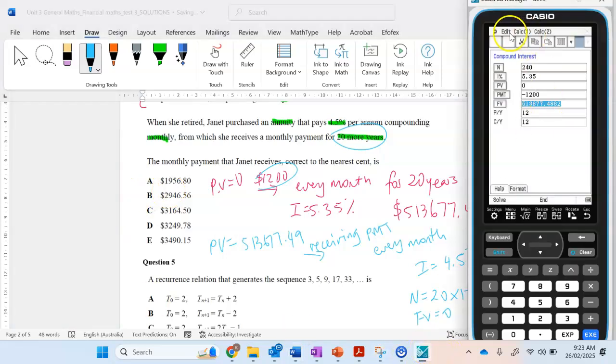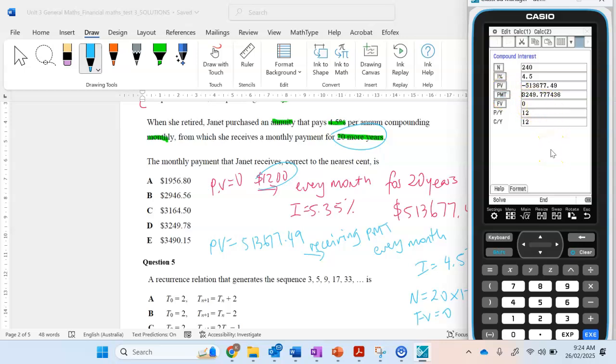Okay, so let's just clear everything there. All right, so your N is going to be 12 times 20. Your interest rate is 4.5%. Principal value is the value from before, but because it's an investment, make sure it comes up as negative. And I probably should have just copied and pasted that, to be honest. Payment is what we've got to work out. Future value is 0, and then we've got 12 and 12 because it's compounding monthly. All right, so there's your payment.